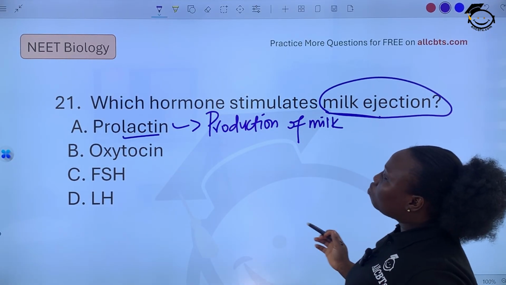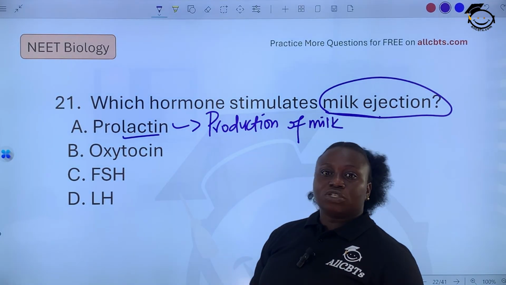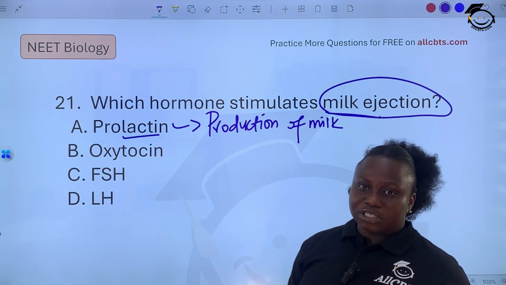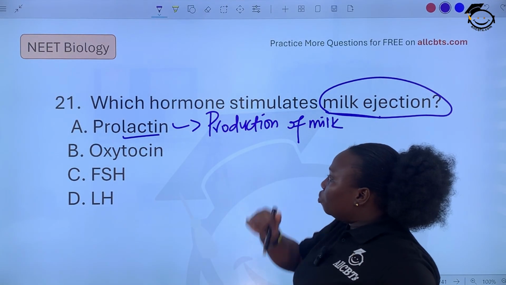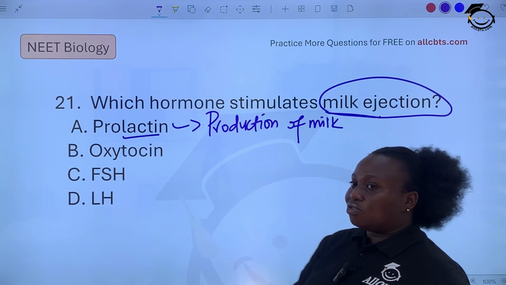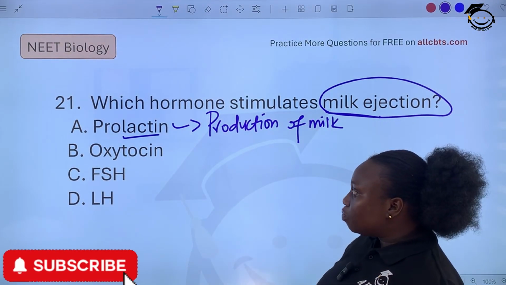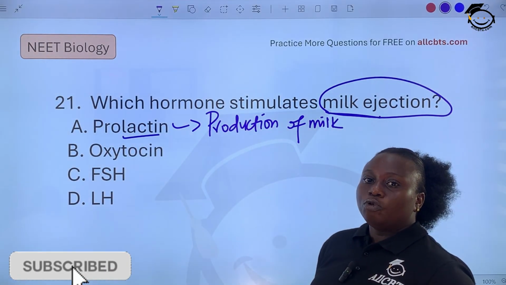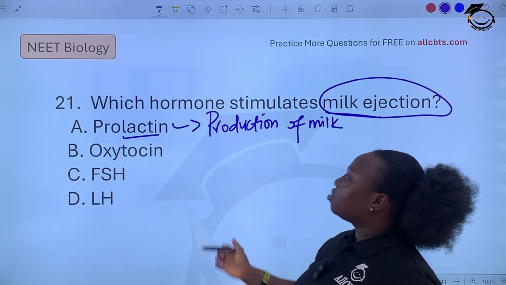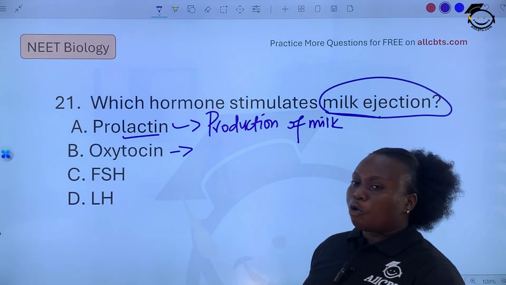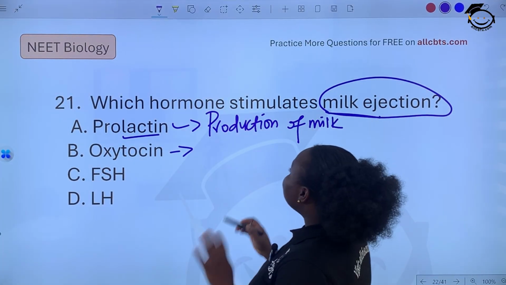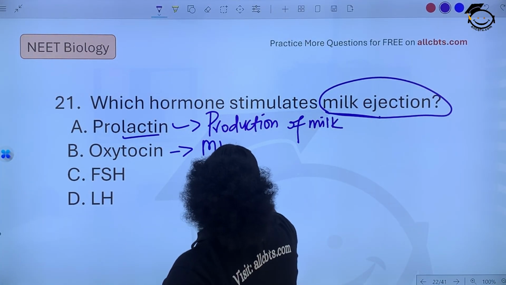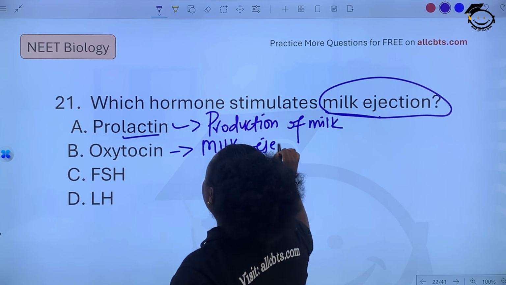That means the milk can be produced, but it will not come out. It's very possible. So there's another hormone that must be secreted for the milk that's been produced by the prolactin to now be released, and that is where oxytocin comes in. It is oxytocin that is for milk ejection.